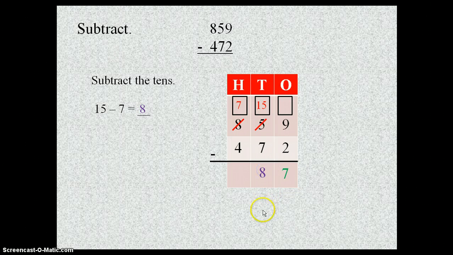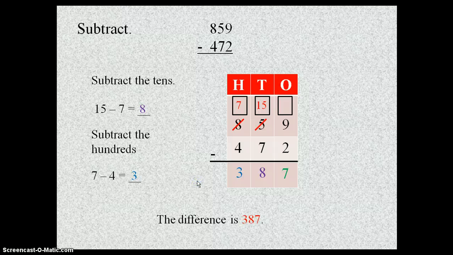I'm going to put it in my tens place. Now my last step, I don't have to repeat, I just move on to step 4, which is subtract the hundreds. 700 minus 400 is 3. 387 is our difference. All right, that is the end.